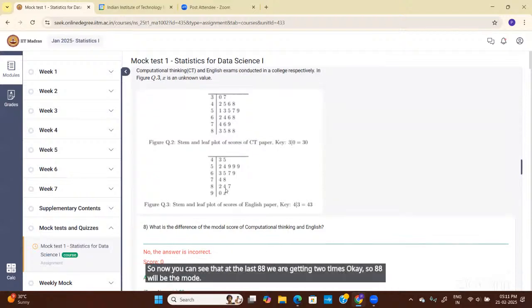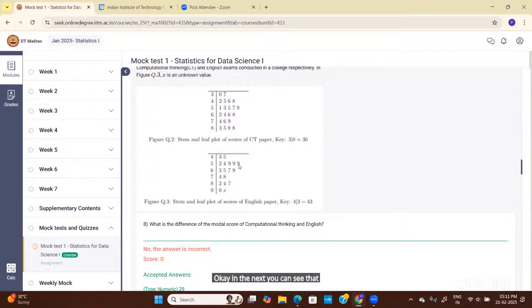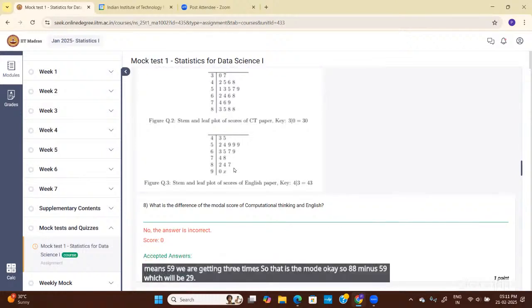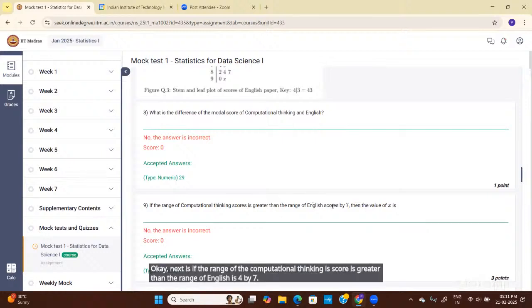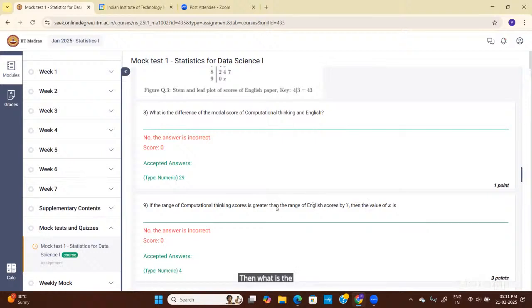In the next one you can see that 5 and 9 is coming 3 times, which means 59 we are getting 3 times. Okay, ma'am. That is the mode. So 88 minus 59 will be 29. Okay, next: if the range of computational thinking is 4 greater than the range of English, which is 4 by 7, then what is the value of X?